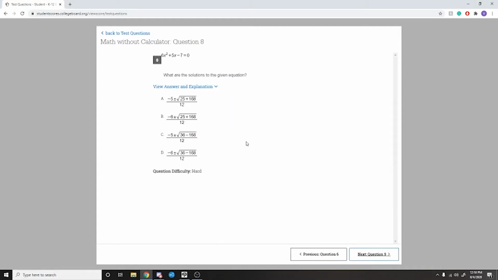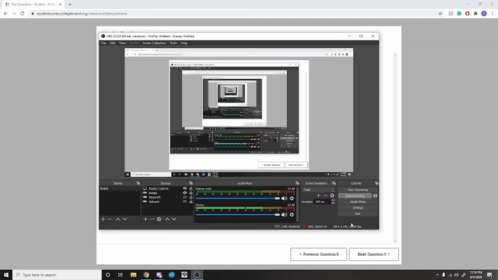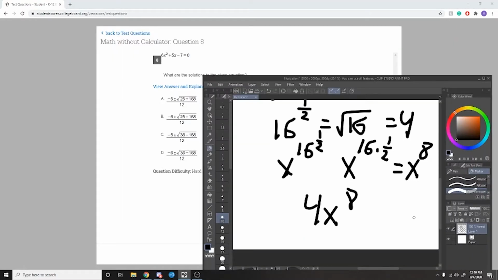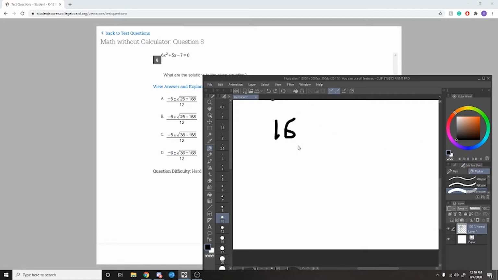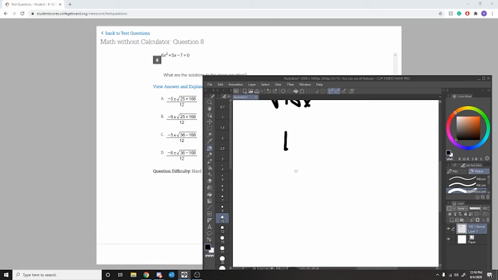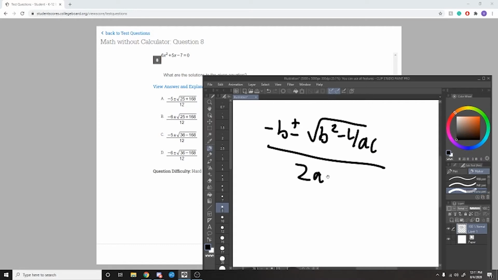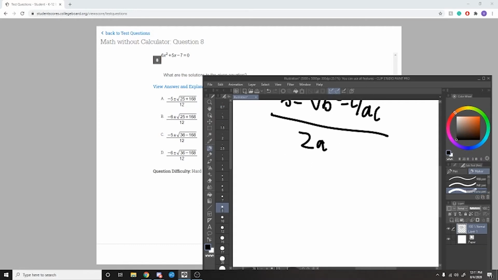Next question. What are the solutions to a given equation? If you look at the answer choices, that's a quadratic formula. So, what you should do is do the quadratic formula. If you remember, quadratic formula is negative b plus or minus square root of b squared minus 4ac over 2a. Now after that, just plug all of the numbers in.